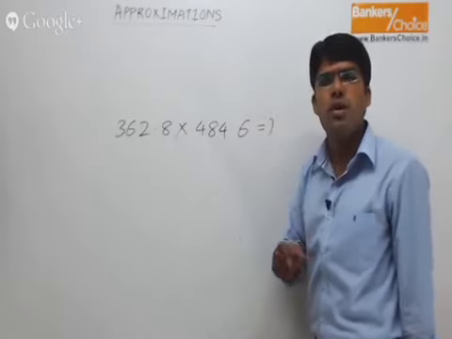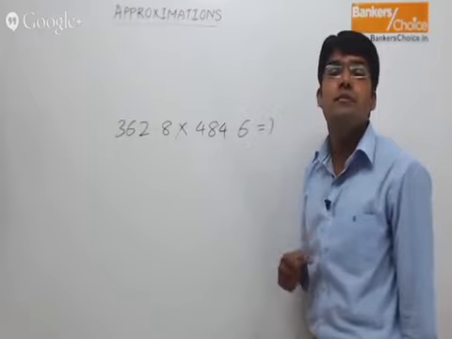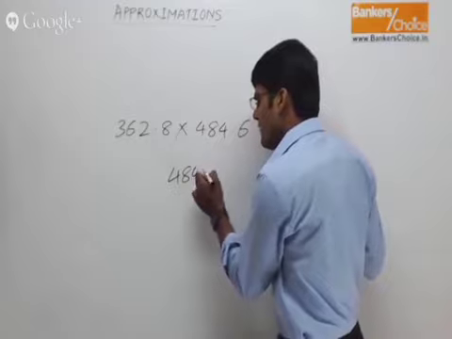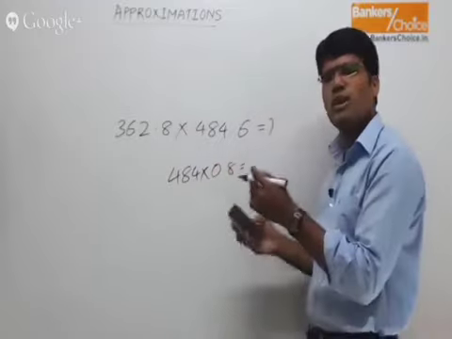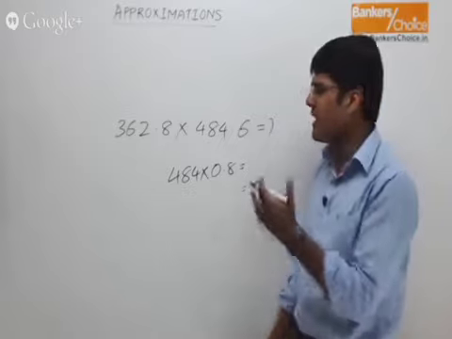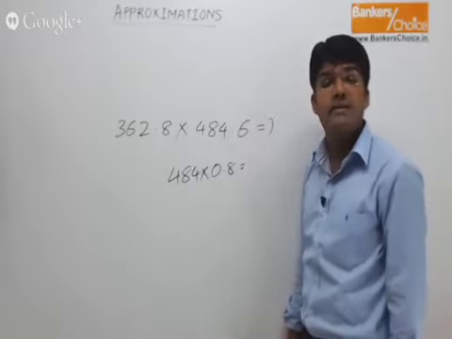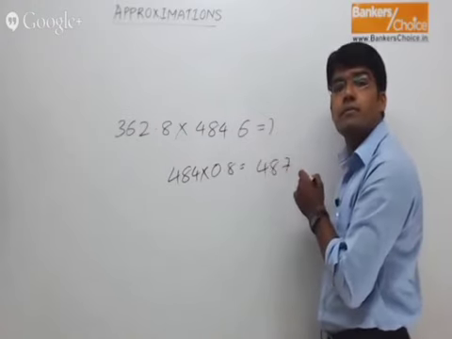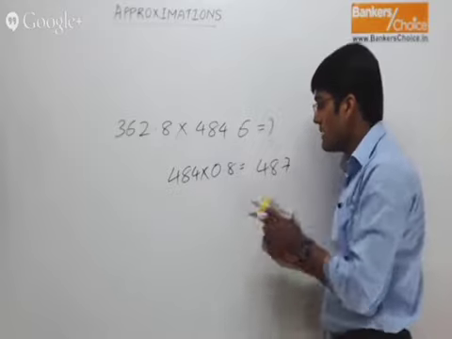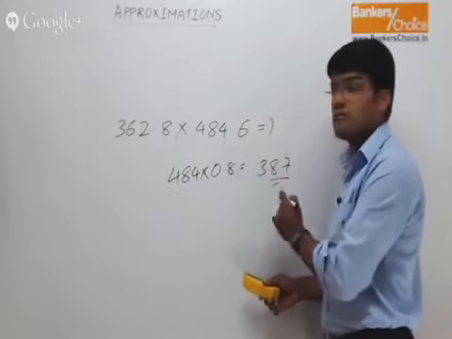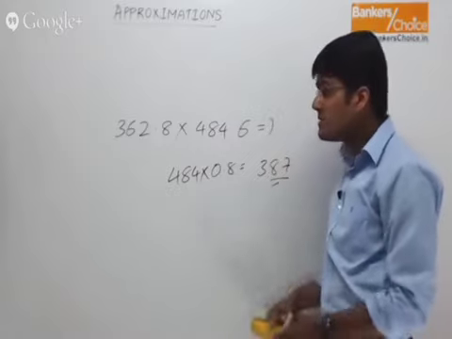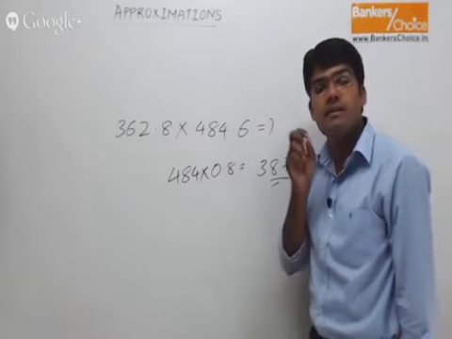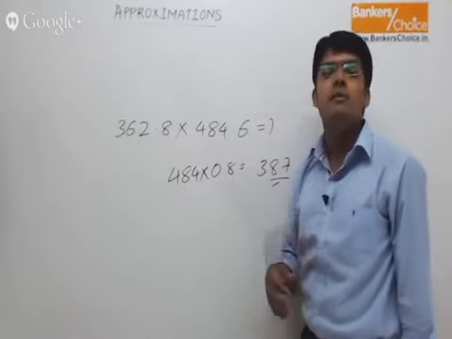484 into 1 is 484. 484 into 0.8 will be approximately 400. Yes or no? How much is this? 484 minus 96, or 96.8, I should say. So approximately, I can say this will be around 387. Sorry, not 487, 387. 484 into 0.8, 387. That means just because you neglect 0.8, you will get a difference of 387 in the answers. This is important. These things you must understand, and only then you'll be able to mark the right answers.